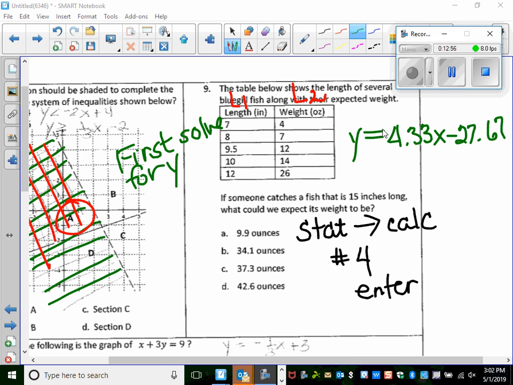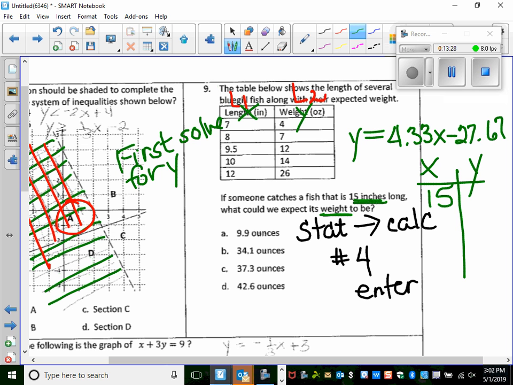All right, so now what we're going to do is hit our Y equals key, okay, and put in 4.33x minus 27.67. Everybody do that. Okay, then once you get that in, we're asking, since this is in inches, this is our X, and this is our Y. We're trying to find the Y. So we're going to go to the table. And how do you change the table? Who remembers? Second window to change the table.